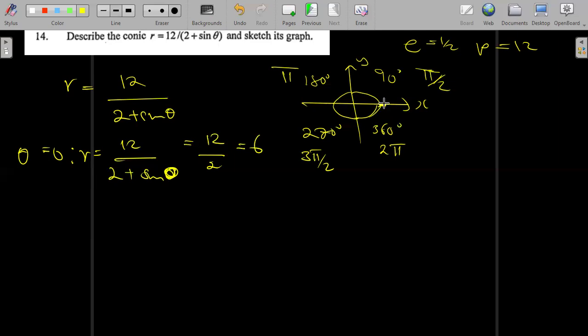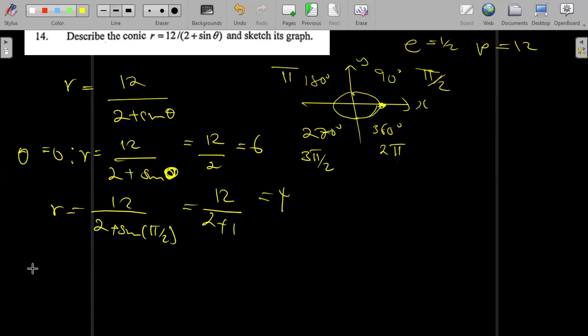And this is going to be the same even for the last one, which is the 360. So the 360 also gives you 6. Then you go now from this distance to there, which is 90 degrees. So you replace: r equals 12 over 2 plus sine pi over 2, which is 90. And that sine 90 is just 1. Then you can check that 2 plus 1 gives you 3, and 12 divided by 3 gives you 4.